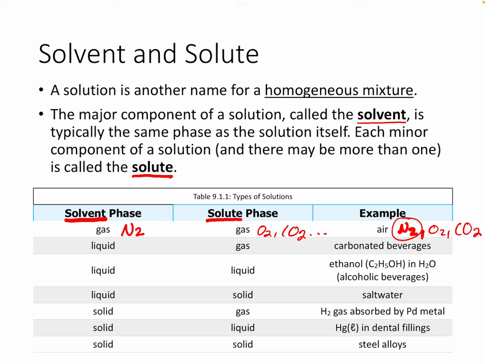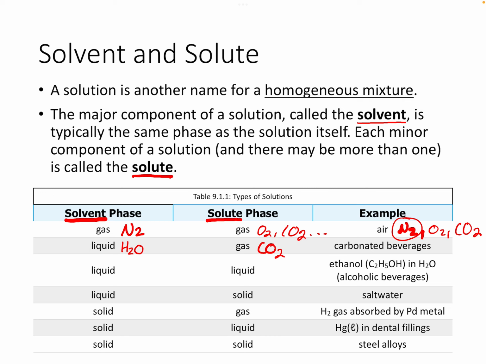Now, in some cases, we could have different phases in our solution. So for example, if we think about carbonated beverages, so maybe you like fizzy soda. The liquid is most likely water, and that will be our solvent. And then the gas that's in the solution is going to be considered a solute because it's present in a smaller amount than the solvent.